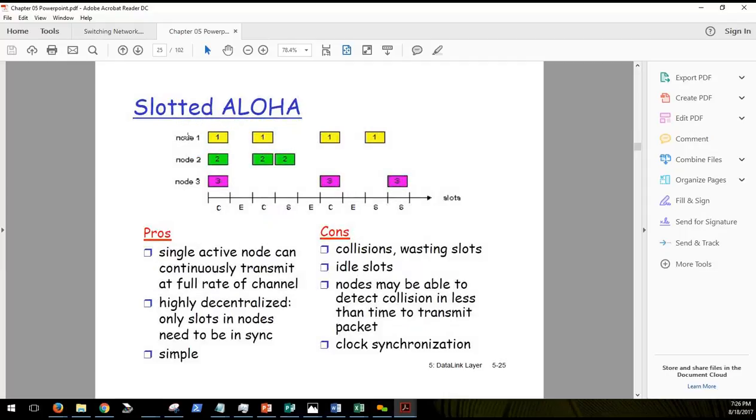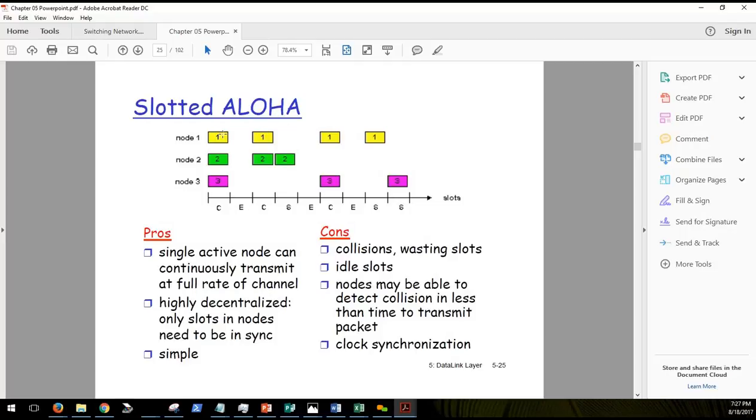So here are three nodes, okay? Three nodes that are attempting to transmit. You can see node 1 transmitting, and each one of these is a slot, okay?